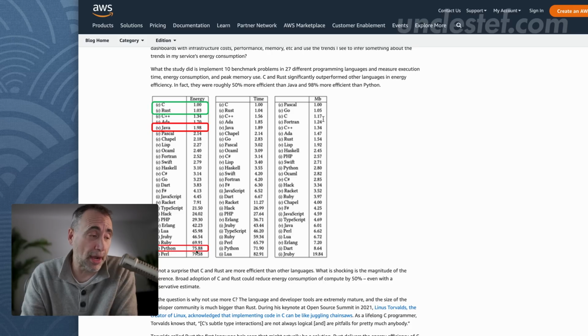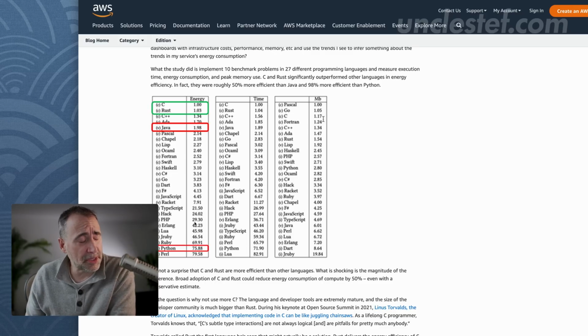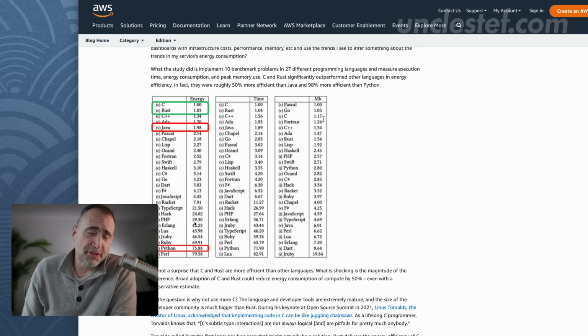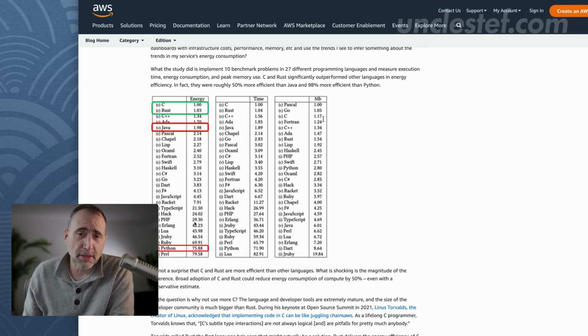Python is 75 times less efficient. It takes 75 times more energy than Rust to run. Now, how much more time do you have to spend learning and writing Rust to get something out versus Python? I don't know. We'll have to see about that. It's interesting. If you look at PHP, PHP is 29 times more energy than C or Rust, and Python 75 times. You can actually see that when you run PHP versus Python, PHP is just far, far more efficient, almost three times more efficient.